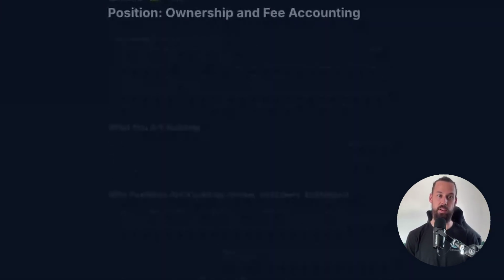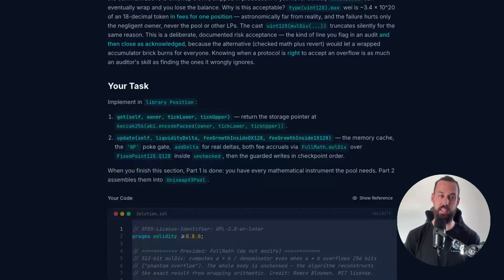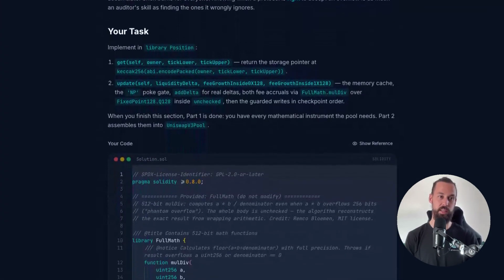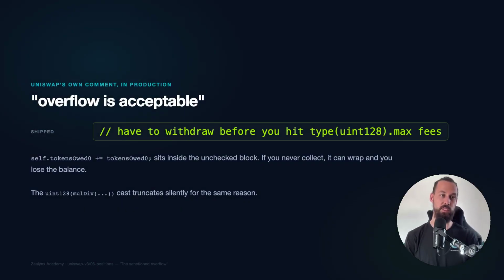The two guards around the writes, by the way, are pure gas. Skip the storage write when nothing changed. They're not doing anything semantic. And then the last line, which is the interesting one for auditors. Tokens owed plus equals inside the unchecked block, with Uniswap's own comment sitting above it, shipped in production.